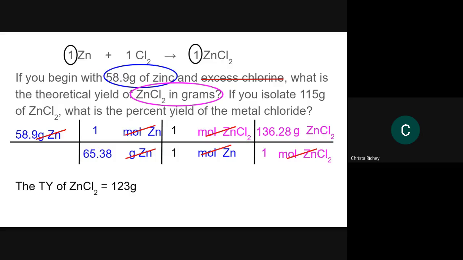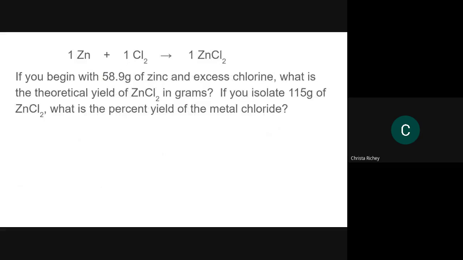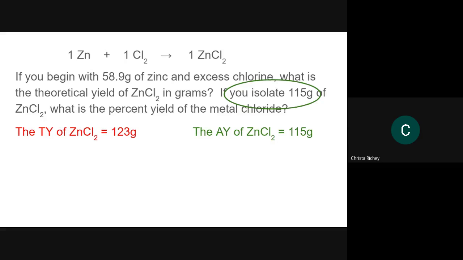Yep, that's the theoretical yield. That's if you're 100% perfect, which nobody is. That's how much you should be able to make. But that's not how much you make. You make 115. So, same problem. This is your actual yield. The answer from the previous one, 123 grams, was your theoretical yield. And the formula for percent yield would be the actual divided by the theoretical, and then that decimal times 100.